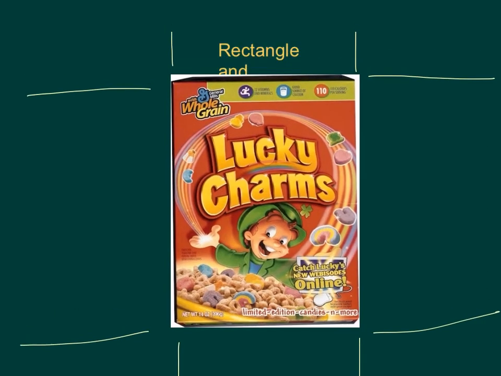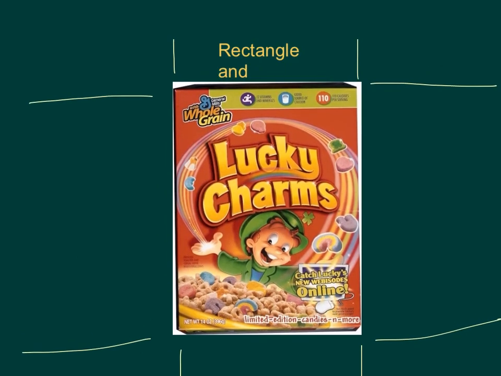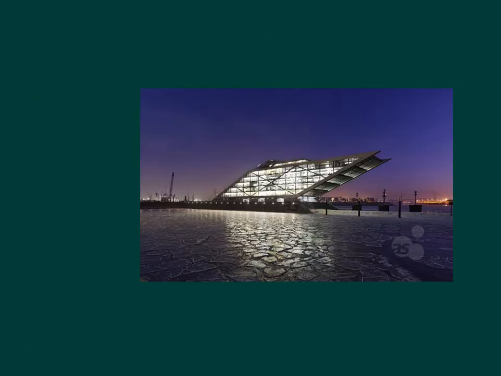If we were to extend this side, this side and this side are parallel. And if we were to extend the top and the bottom, we'd say there's a parallel. So that makes this a rectangle. And it is also a parallelogram because it's got 2 sets of parallel sides.